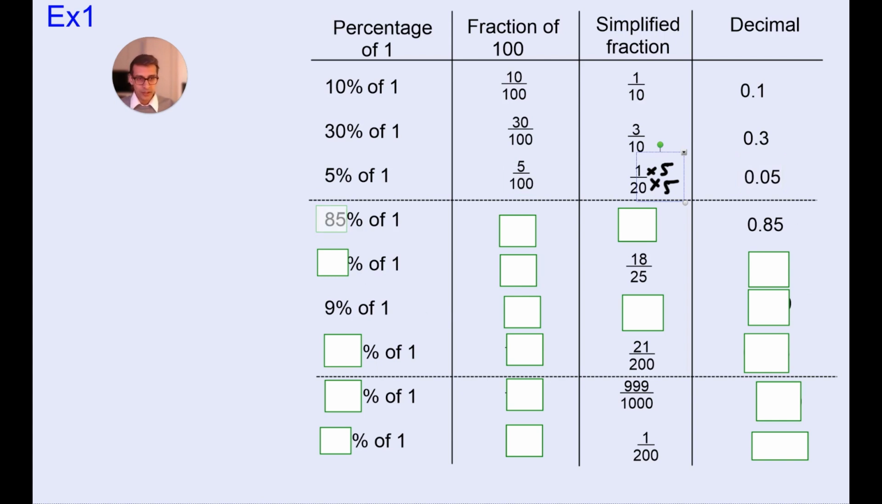0.85 is 85%, which is 85 over 100, which simplifies to 17 over 20 because you can divide top and bottom by 5. 18 over 25. Now in this case we're going to actually multiply the top and bottom by 4 over 4. So that will give me 72 over 100, which is 72%, 0.72.